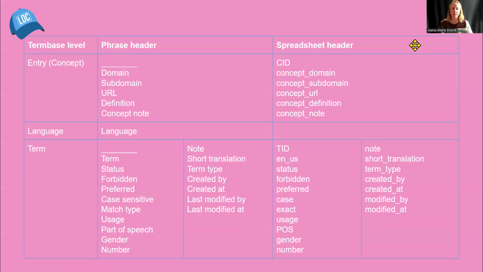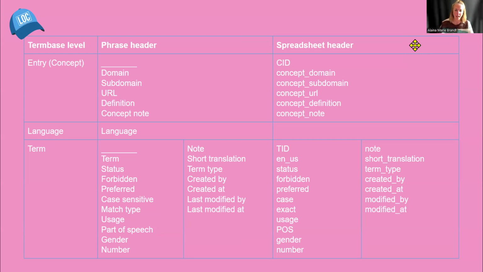This table presents the headers used within the Phrase application for the data categories in a term base and the headers used within spreadsheets exported from Phrase term bases. The headers used in the spreadsheets are especially important to note because to successfully import terminological data into a Phrase term base from a spreadsheet, that spreadsheet and the headers within must follow the Phrase naming conventions exactly.